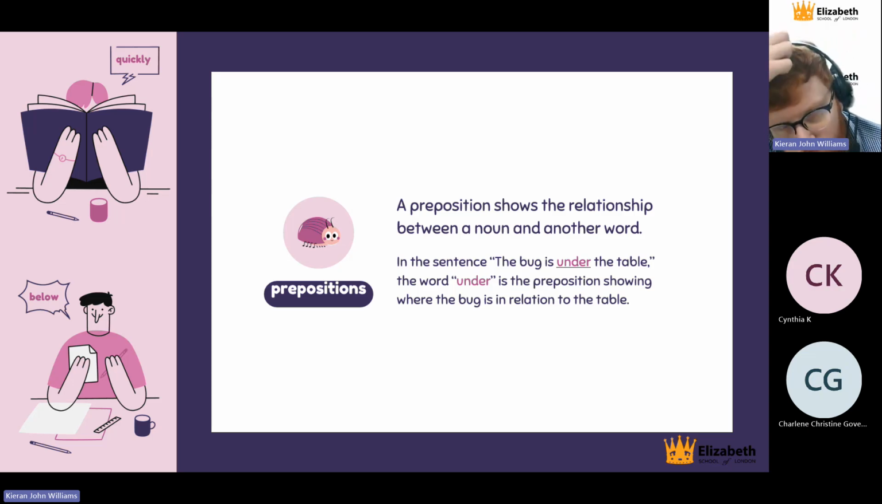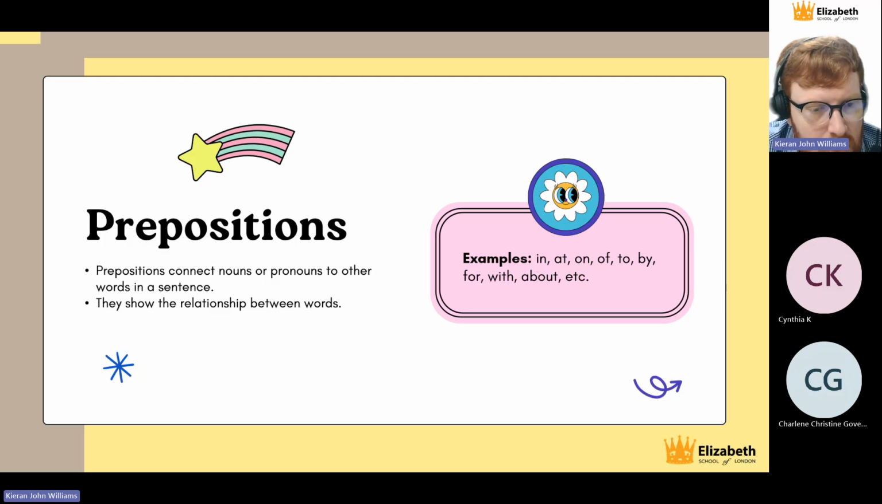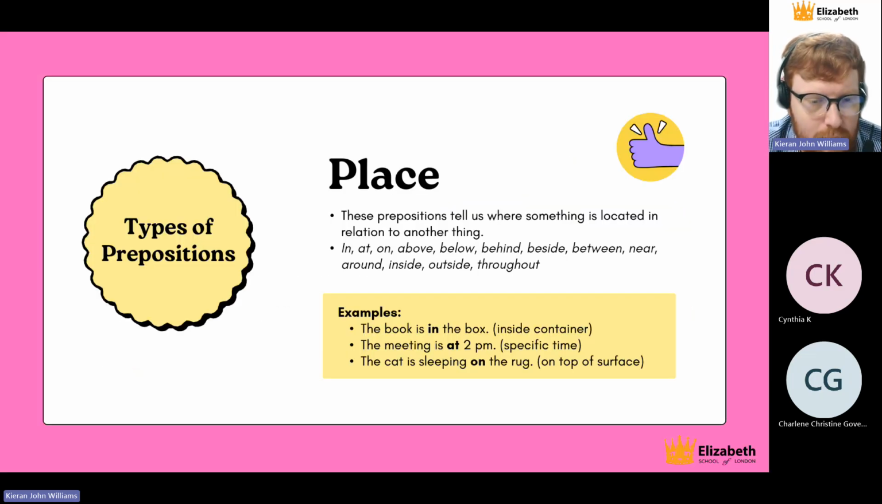I'm sure you can think of many other different examples of this. Some other examples: in, at, on, of, to, by, for, with, and about. But there are different types. There are prepositions of place. The book is in the box. The cat is sleeping on the rug. These prepositions tell us where something is in relation to another thing.